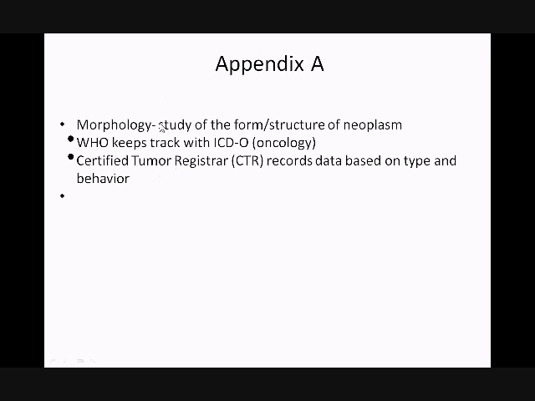So more on Appendix A. Again, Appendix A, morphology. Morphology, just the medical term, is the study of the form and structure of a neoplasm. WHO keeps track of all the diseases with ICD-O, oncology. So they keep track of all the cancers. And as I said before, if you're a coder, you may not necessarily be putting down morphology codes. This is something that's done by the cancer registrars.